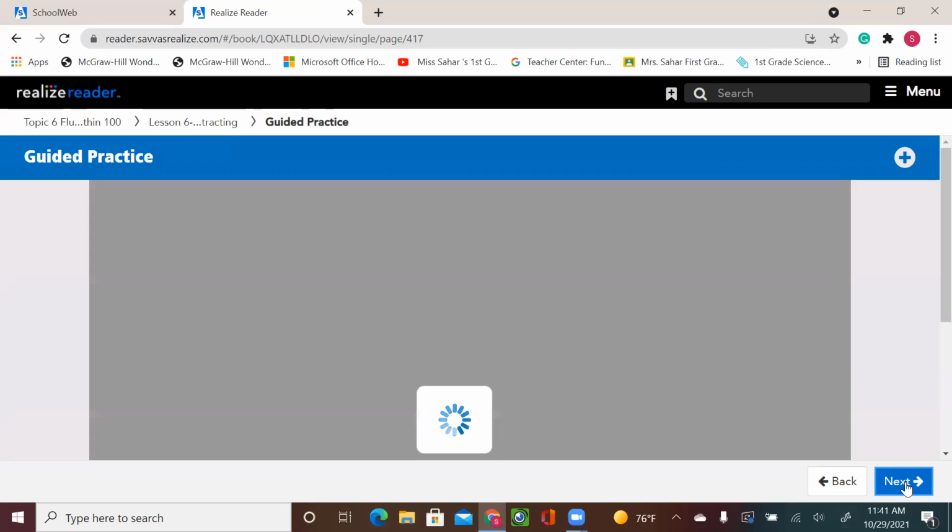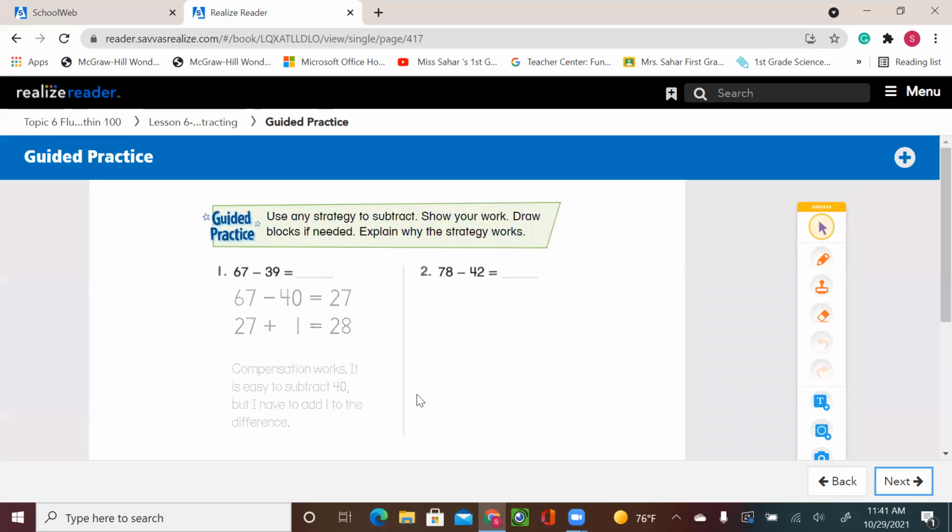Let's see the guided practice, page 254. All right, use any strategy to subtract. Show your work, draw blocks if needed. Explain why these strategies work. So any strategy you like, we will be using it. And at the end, you need to have the right difference or the right answer. So let's see what we have here.